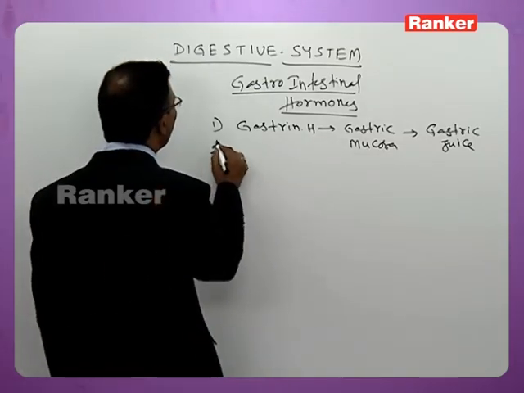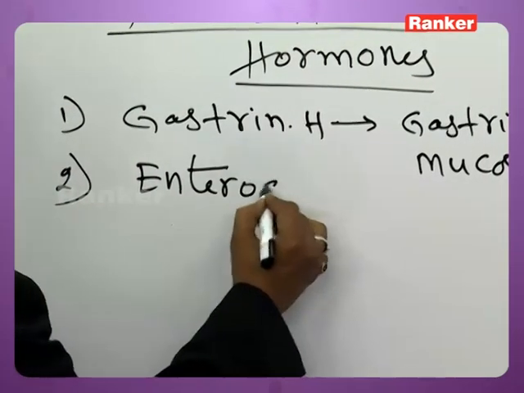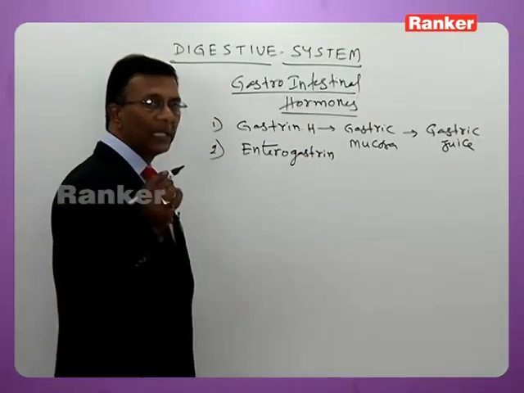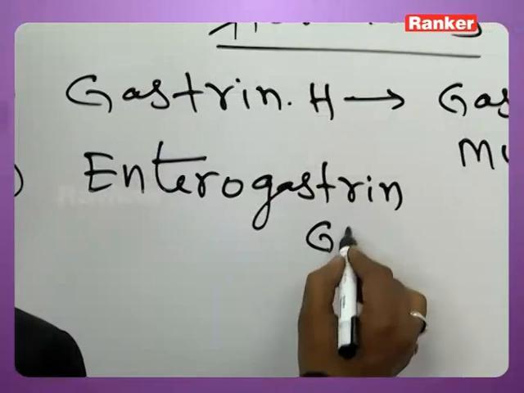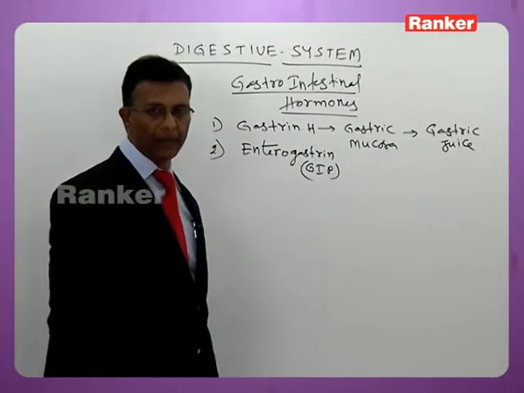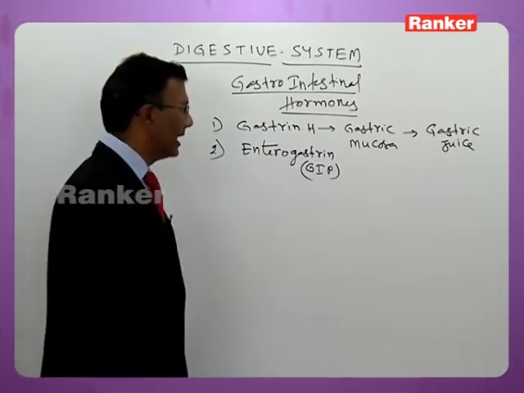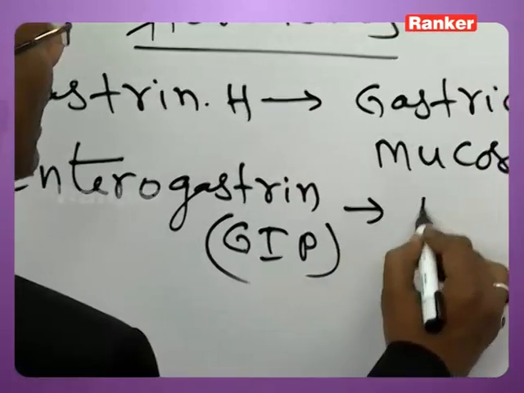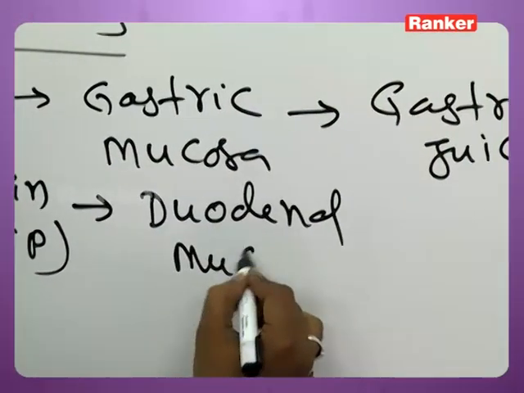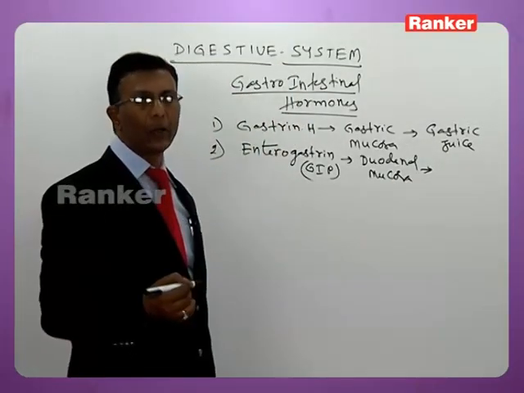The next you have enterogastrin. This is also called GIP, gastric inhibitory peptide, or enterogastrin. The enterogastrin is secreted by the duodenal mucosa, that is, the mucosa of the duodenum.